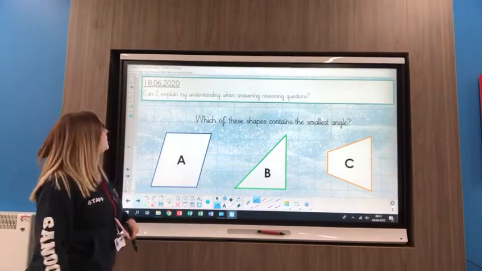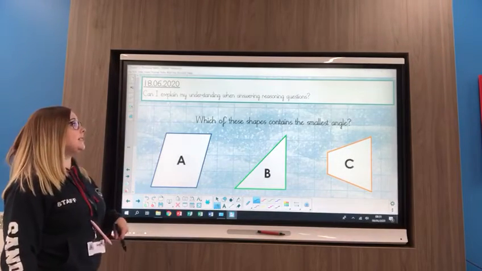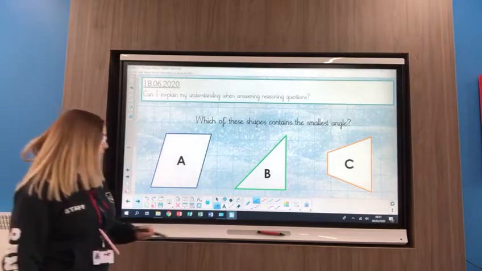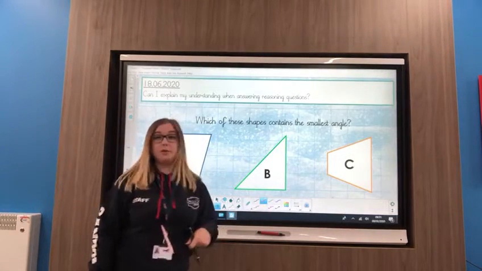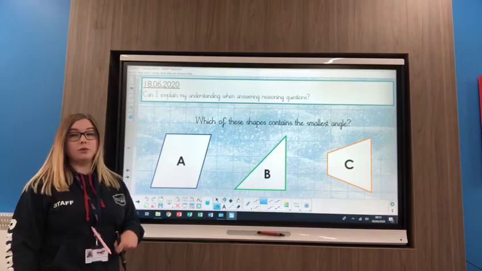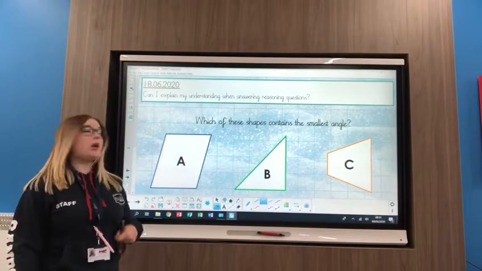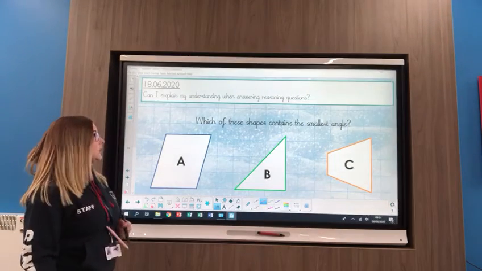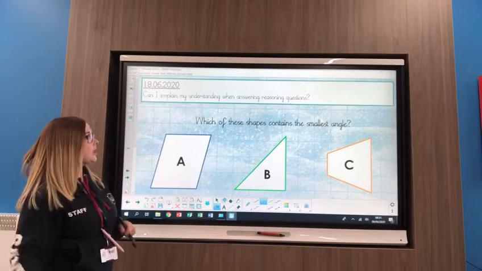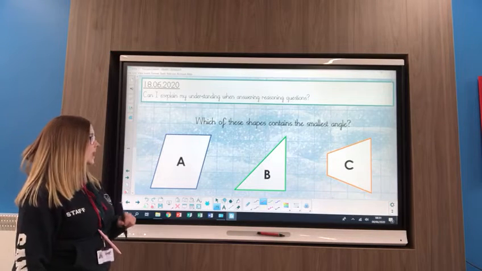Today's maths question says, can I explain my understanding when answering reasoning questions? And this is involving you using all of your knowledge of angles to explain how you know that is the answer. So your first question says, which of these shapes contains the smallest angle?